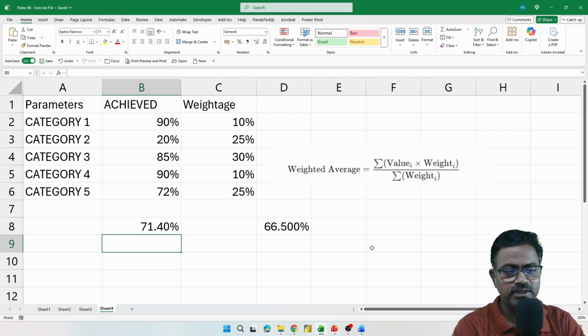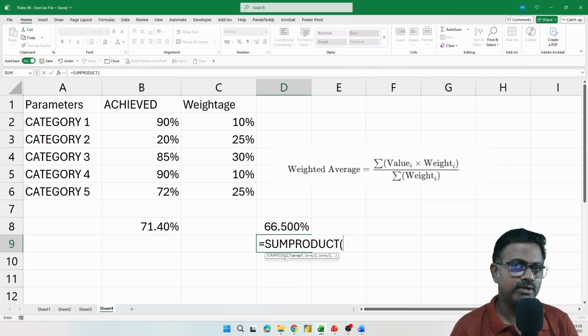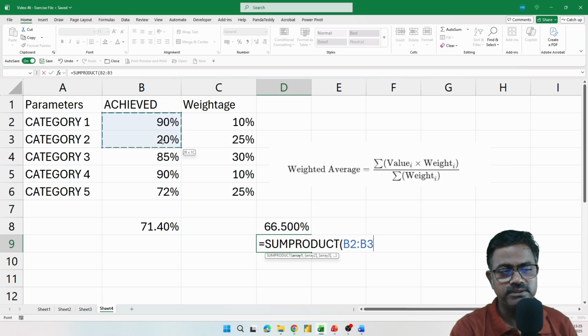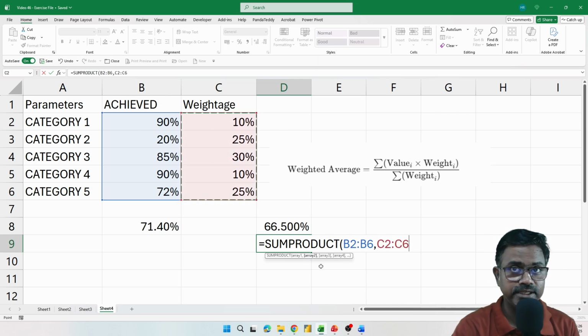The most efficient way to do such a sum of the product is by using the formula SUMPRODUCT. SUMPRODUCT is a formula which does the work of summing the product values of two different arrays. It will ask you for array 1, so this is my array 1, comma, and it's asking for array 2, so this is my array 2. It even asks at the bottom for array 3, array 4. I can give as many arrays as I want.